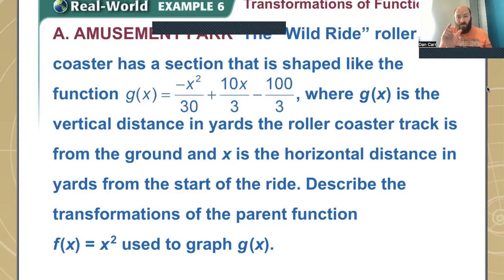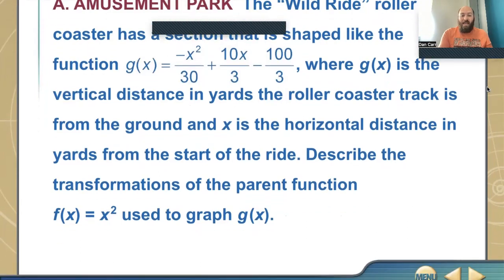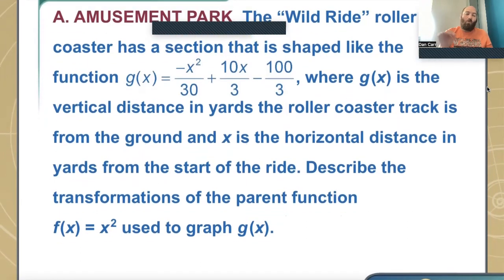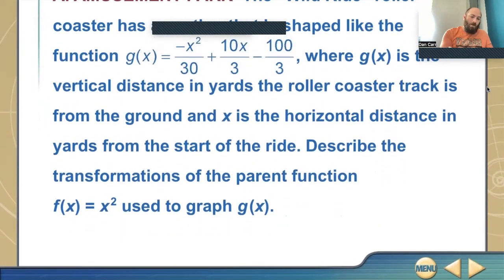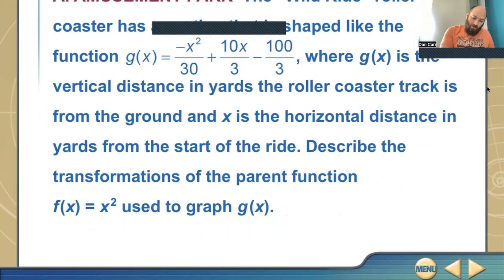Describe the transformations. Again, you could graph it. The problem with that is it's difficult to see some of these transformations. Is there a vertical stretch? Is there a vertical or horizontal translation? And really nailing down where those points are can be a little bit tricky. So instead, we're going to go ahead and do completing the square. All right, so I'm going to hang another page here real quick.